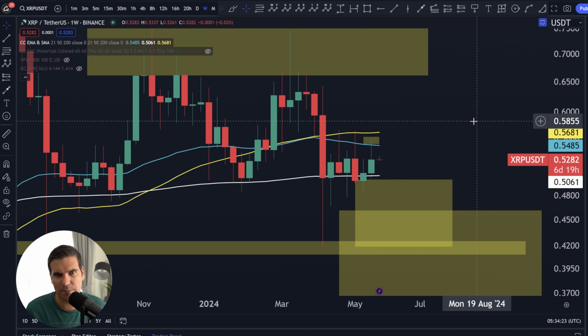I'm not terribly too concerned about the macro outlook, but I am more concerned about that kind of medium term, specifically the daily time frame, where I do see, unfortunately, a little bit more volatility and a bit more slippage to the downside.